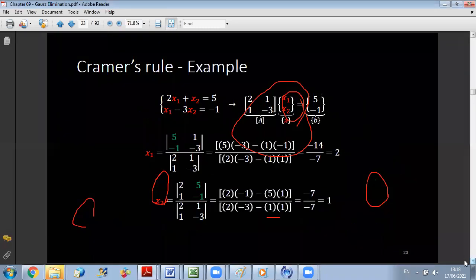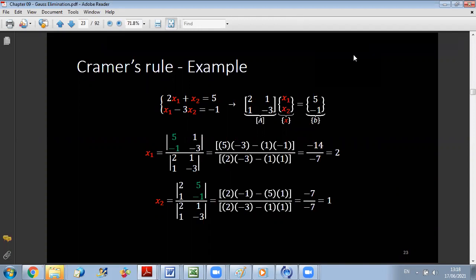Okay, so here you have the example. We will do it next time. We will see how we can use Cramer's rule to find the solution of a system of 2 equations. Okay, any question on this? No, doctor, thank you.